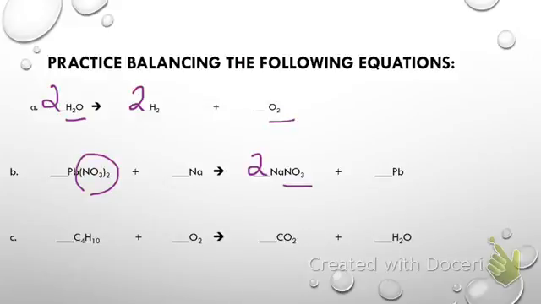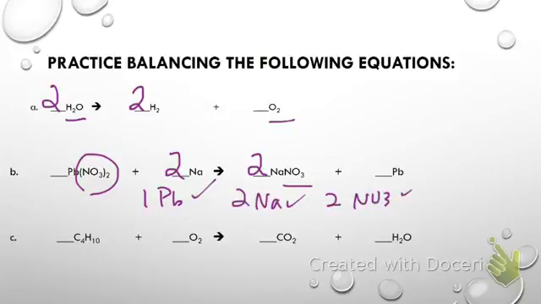But what did that do to sodium? It made 2 of them, so I need to put a 2 right here. Okay, so now I want to do a double check, and I want to say, okay, I have 1 lead on both sides, check. I have 2 sodium on both sides, check. And I have 2 NO3s on both sides, so check, it's balanced.